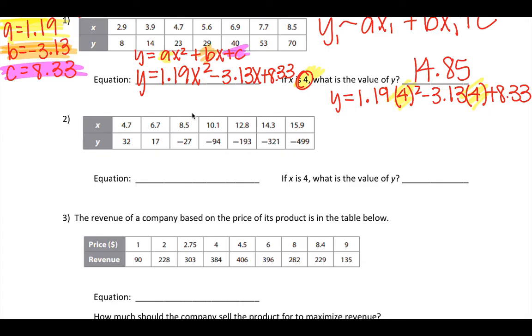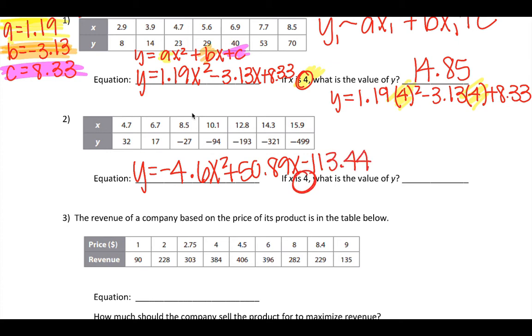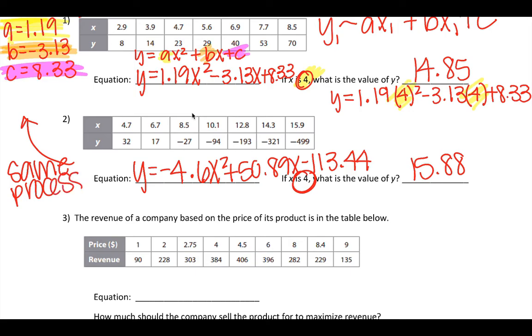If you want the answers to check yourself, the equation is y equals negative 4.6x squared plus 50.89x minus 113.44. Then you plug in 4, and it's going to be 15.88. Same process as above. So check your work, see if you did it right, pause the video, and make sure you know how to plug it in.